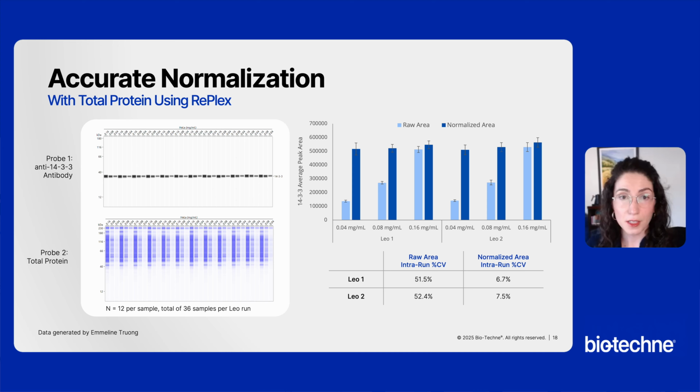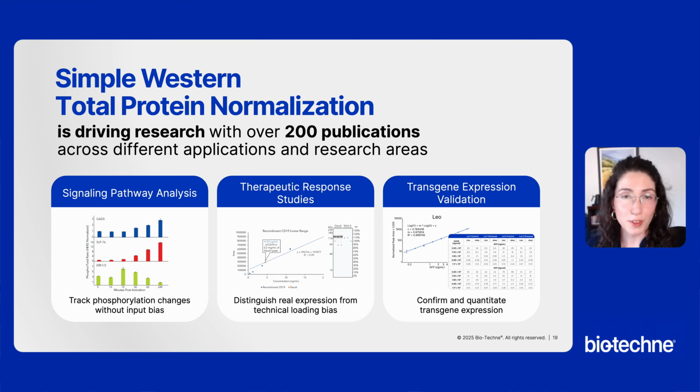On the right, we can see that the peak areas of 14-3-3 reflect the titration of the sample that we observed in the lane view, resulting in an intra-run percent CV close to 50%. However, when protein normalization is applied, the area is recovered, bringing the intra-run percent CV to 6.7 and 7.5 on these 2 instruments, consistent with our precision data in the last slide. I've just shared some of our in-house data demonstrating the reliability and robustness of this method.